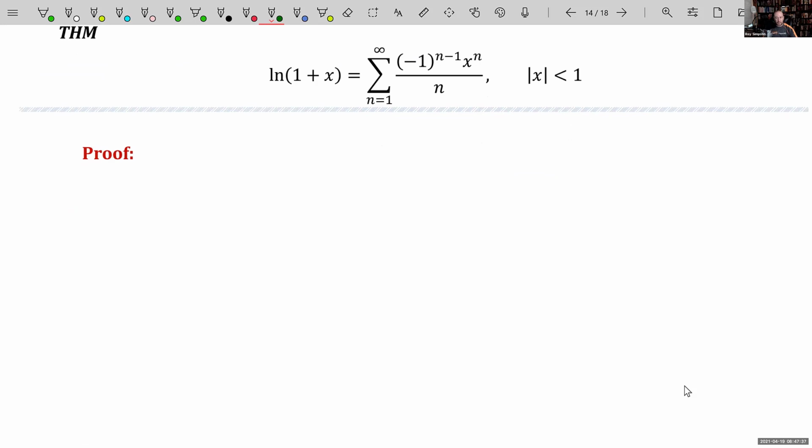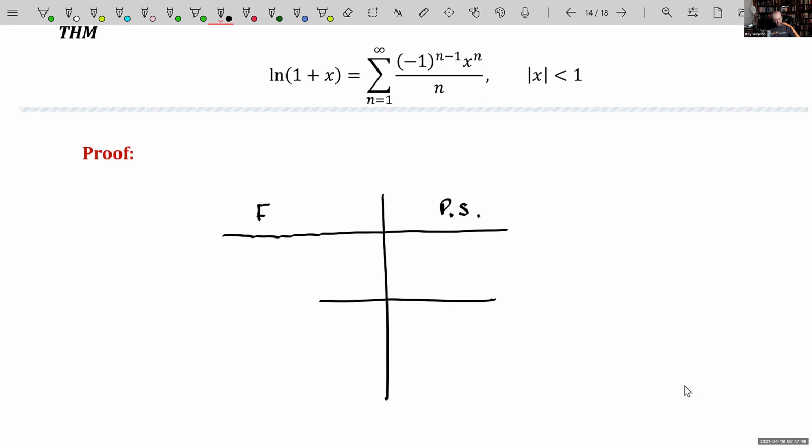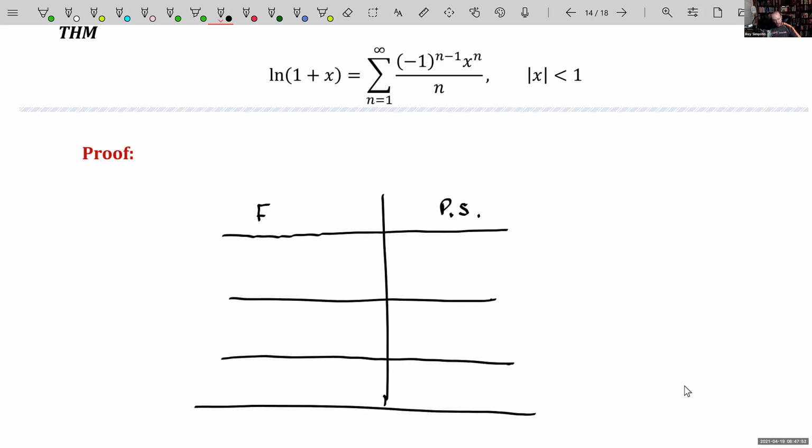How would you prove something like this? We'll do it very quickly because we just have 3 minutes. We have our function versus power series world. I'll draw my 3 lines. I really like this, so I'm just going to do that now. Our function that we were given is the natural log of 1 plus x. Our goal is to arrive, so we're going to start there.